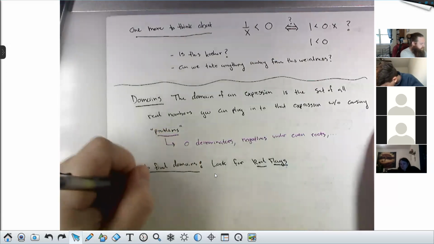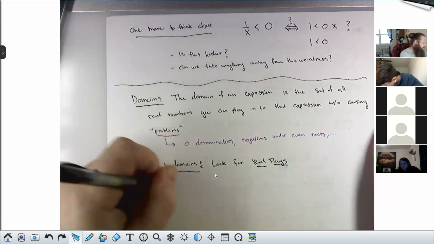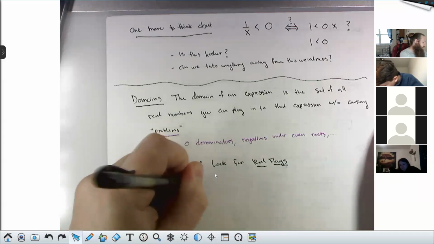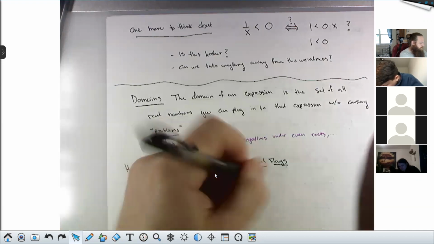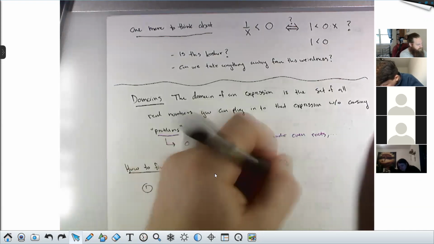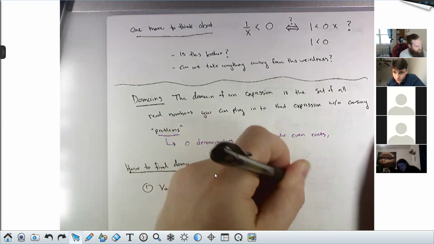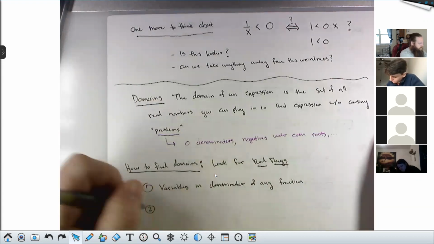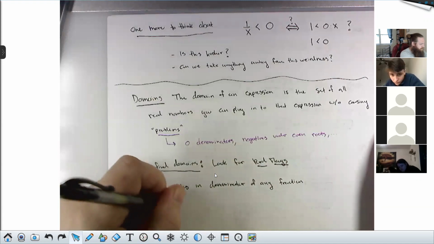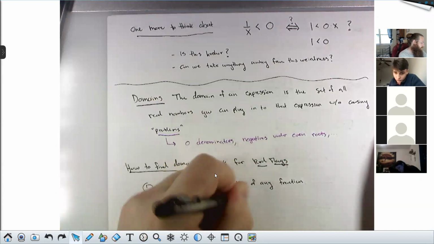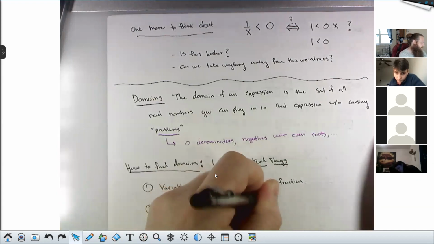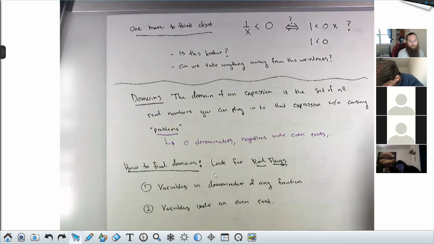So what are domain red flags? First, any variable stuff in the denominator of any fraction. Two, any variables under an even root. I will add to this list later in the semester when we talk about logarithms. Any variable stuff inside of a logarithm is also a red flag.